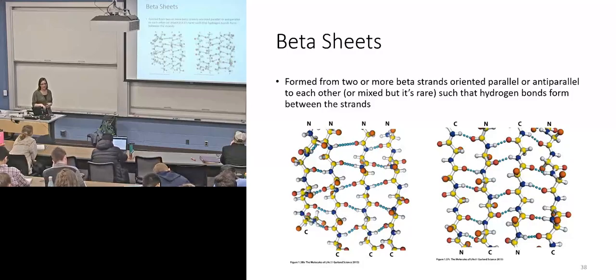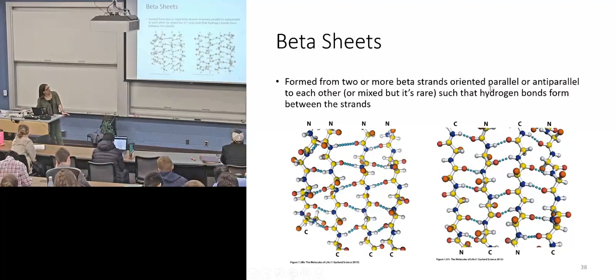Beta sheets are formed between strands of our protein. Our chain is folding, kind of. We can either have these adjacent strands oriented parallel, so all of our N termini are on one side and all of the C termini are on the other side, or anti-parallel, right? So we have N to C and then C to N.